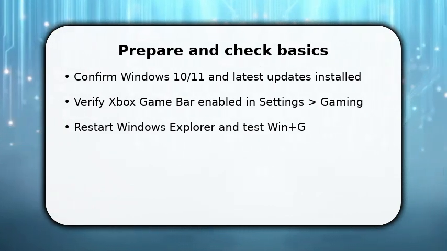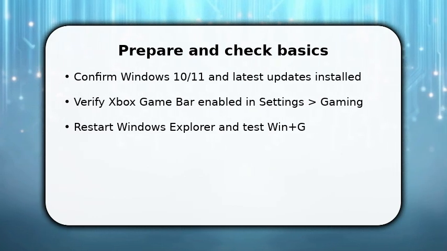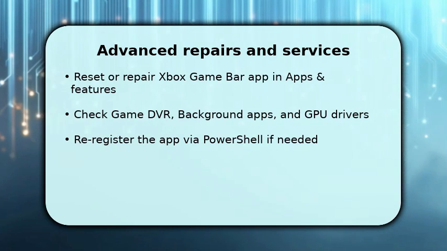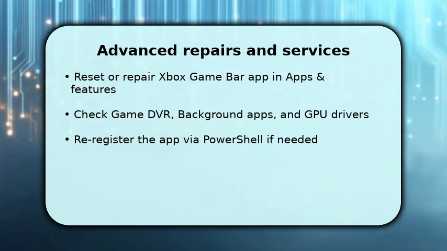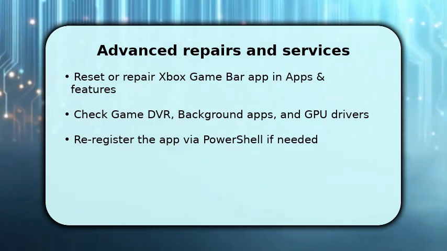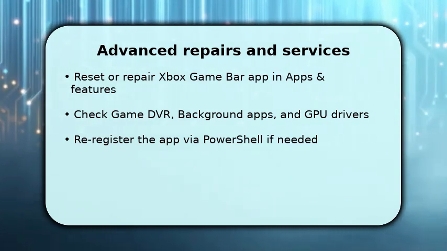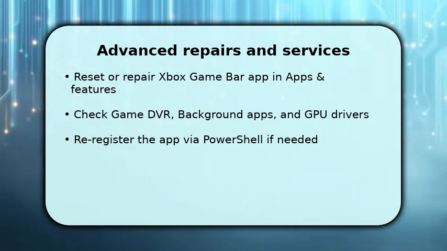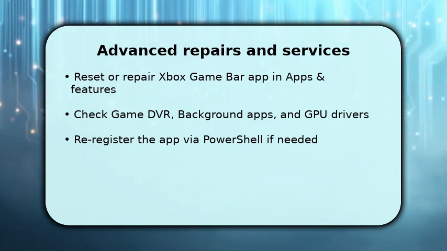Open Apps and Features, locate Xbox Game Bar and choose Repair, then reset if repair fails. This restores app data without reinstalling. Also confirm game DVR and background apps are allowed in Privacy and Background App settings, and update your GPU driver because overlays depend on the graphics stack.